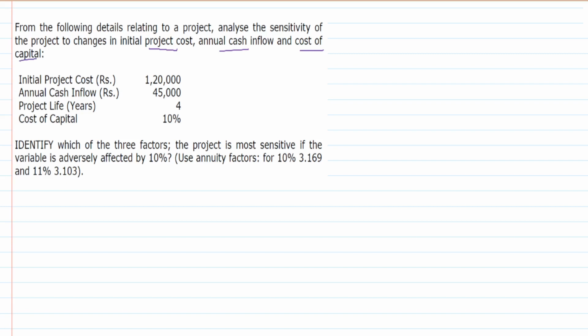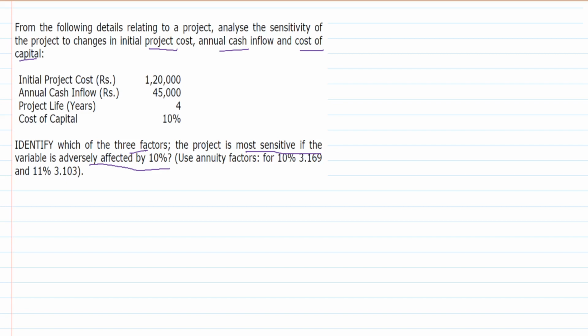As of now, we are of the view that the project cost will be 1,20,000. It will generate 45,000 rupees of cash every year for 4 years, and we would like our discount rate to be the WACC of 10%. They are saying identify which of these three factors the project is most sensitive to if the variable is adversely affected by 10%. So first we should find out what the NPV is on the basis of the projections that we have already made. And then we have to do sensitivity analysis for 10%.